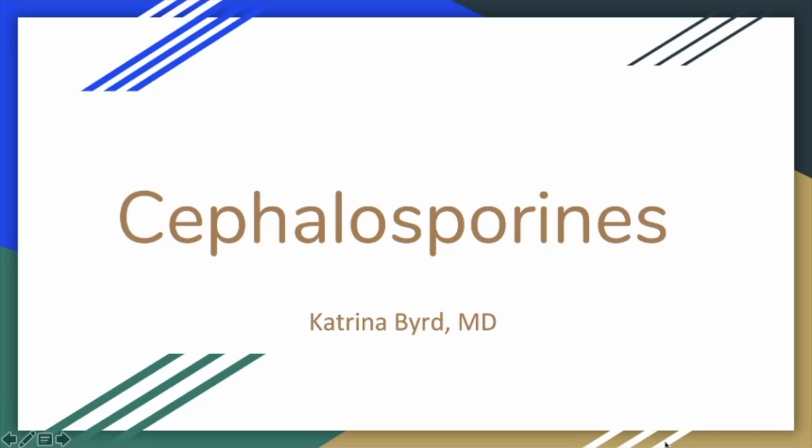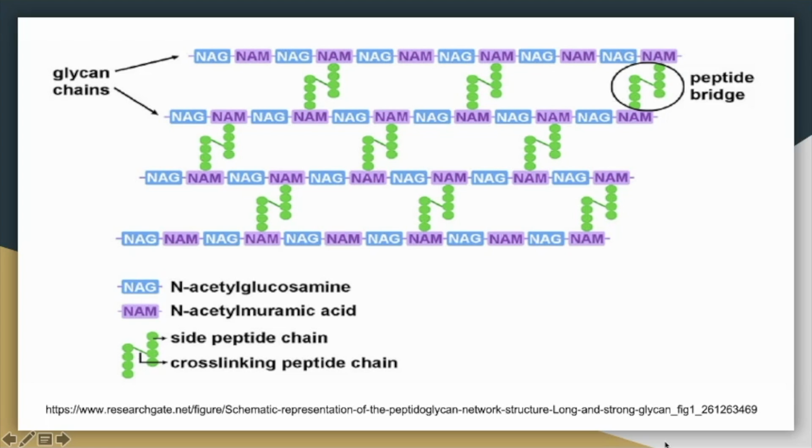All right, so today we're going to talk about cephalosporins. However, before we get started with that, let's just review how they work. If you've taken a look at the penicillin video before, this should look familiar. The light blue is NAG, N-acetylglucosamine. The purple is NAM, N-acetylmuramic acid. These are the structures that make up the actual walls of the peptidoglycan.